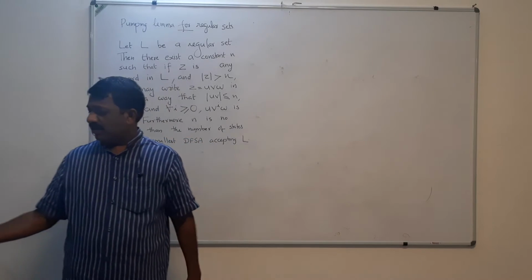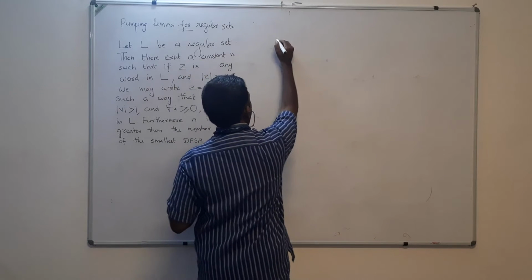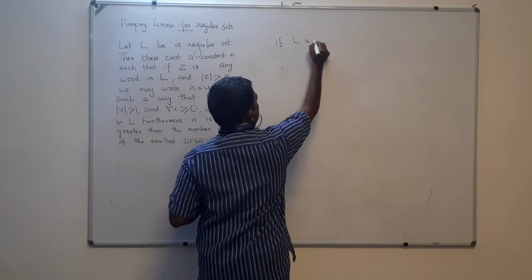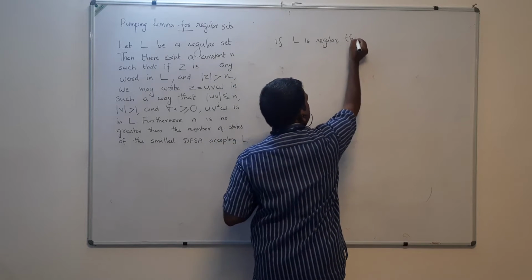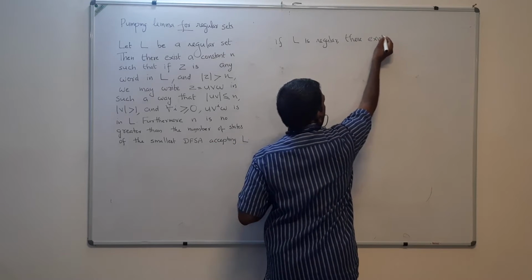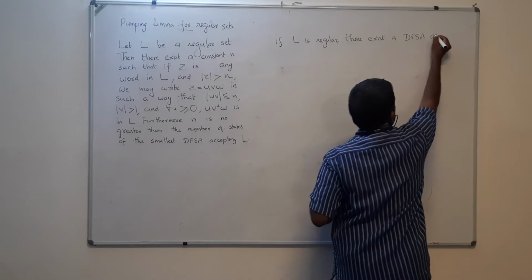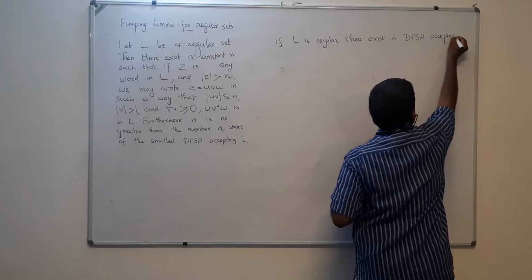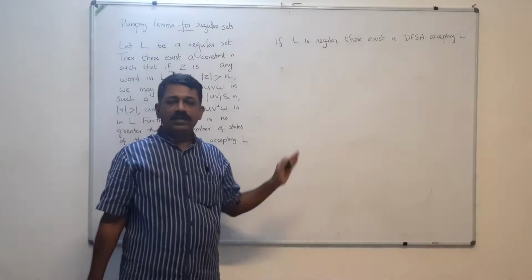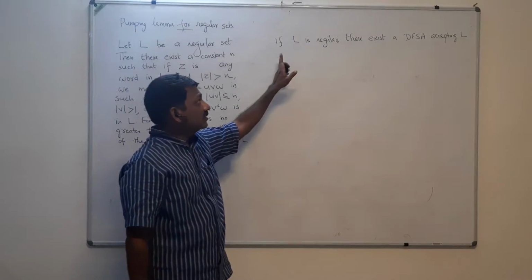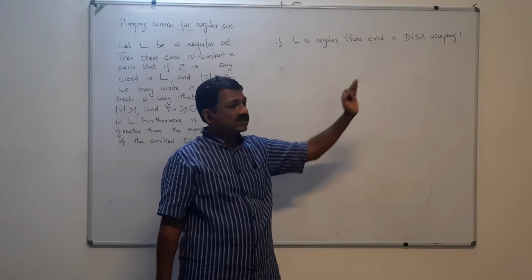Here, if L is a regular set, if L is regular, there exists a deterministic finite state automaton accepting L. That means if a language is regular, then there exists a deterministic finite automaton that accepts that language.